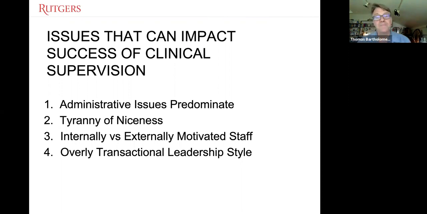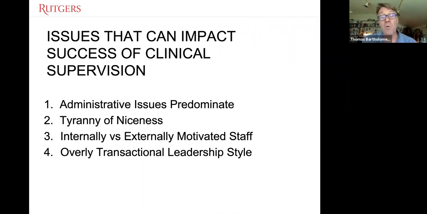Thirdly, it's very possible that as the supervisor, you will have people in the supervision that don't want to be there, that they're externally motivated to be there, meaning they're told they have to come. And that's usually indicated, I don't know if you can see me up here in the upper right corner, when people have their arms crossed and they're just staring at you. That's a good indicator that they're externally motivated.